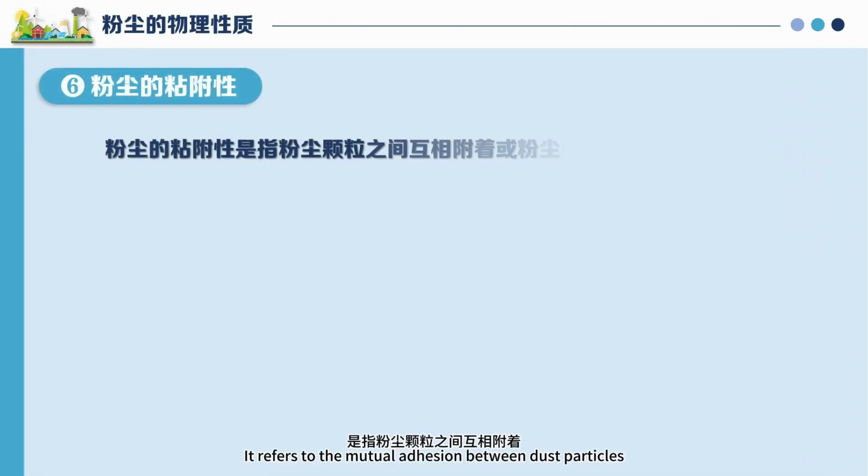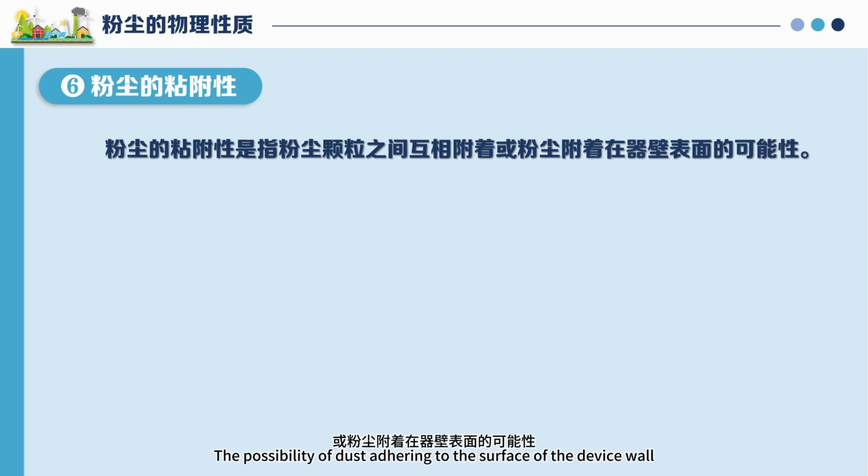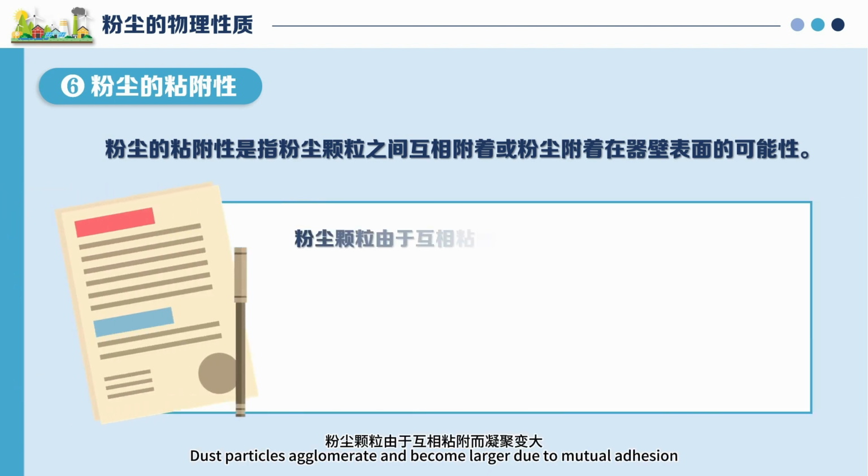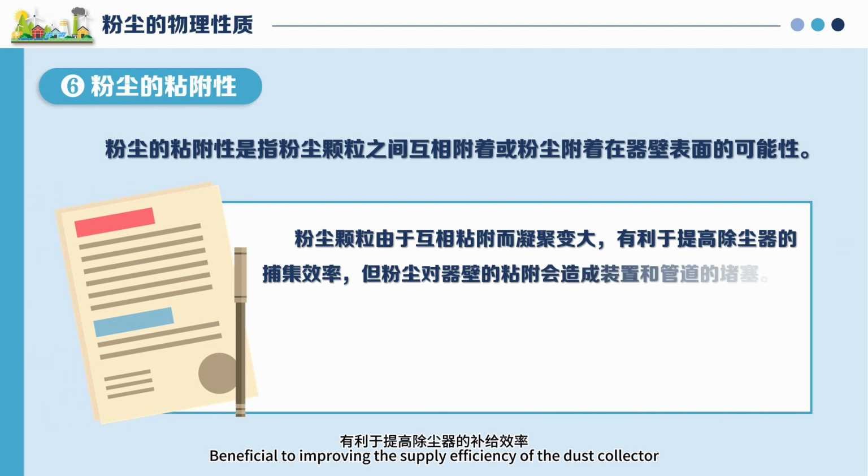Adhesion of dust. It refers to the mutual adhesion between dust particles, and the possibility of dust adhering to the surface of the device wall. Dust particles agglomerate and become larger due to mutual adhesion, which is beneficial to improving the supply efficiency of the dust collector. But the adhesion of dust to the wall can cause blockage of devices and pipelines.